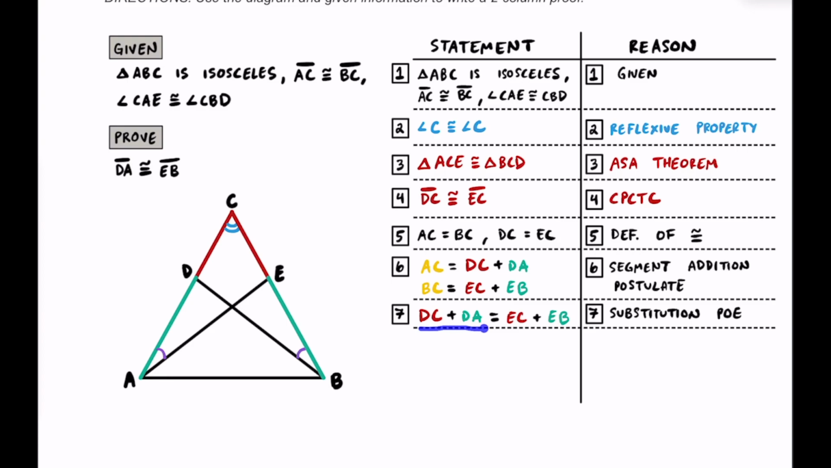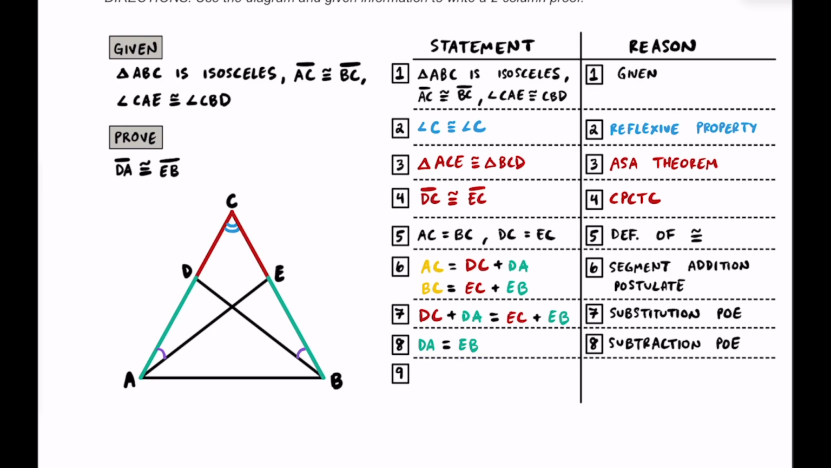Now, if we know the sum of these two segments is equal to the sum of these two segments, but we also know that DC and EC are equal to each other and have the same measure, then I think we should be able to subtract the length of these two segments from both sides of this equation so that we are just left with the fact that DA's measurement would be equal to EB's measurement. And so if we subtract the same value from both sides, we're going to get that DA is equal to EB. And this would be by the subtraction property of equality.